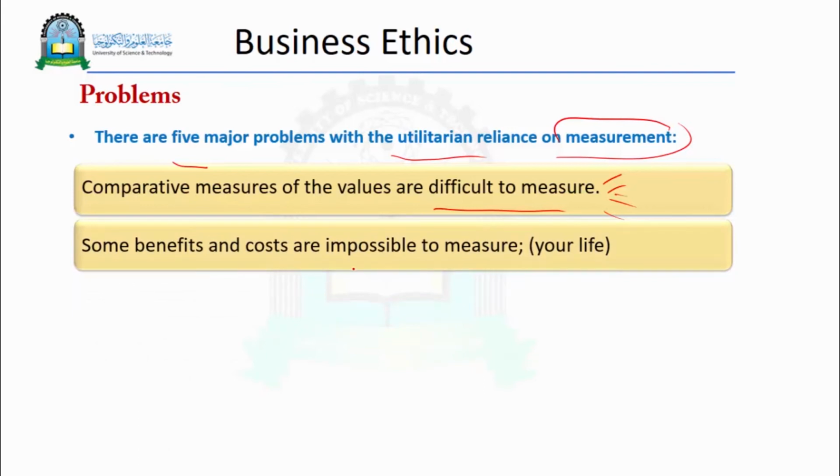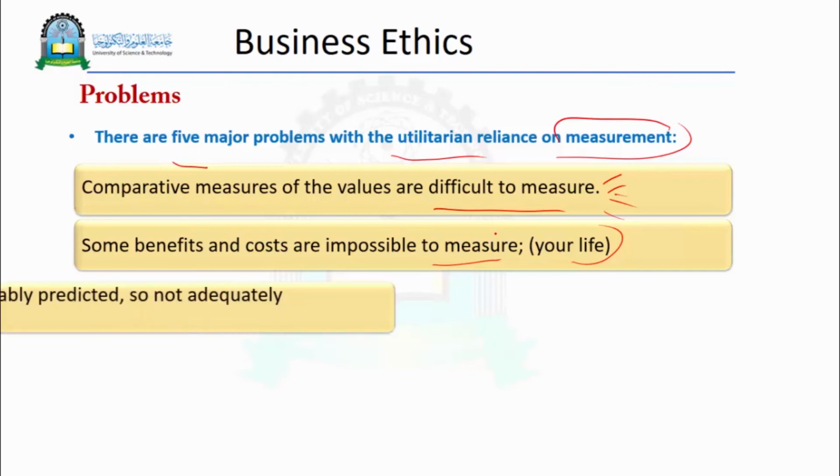Some benefits and costs are impossible to measure. For example, the life of people, safety, privacy. These are issues that you cannot really measure, and accordingly you cannot come up with a consensus agreement as to the meaning and the value.